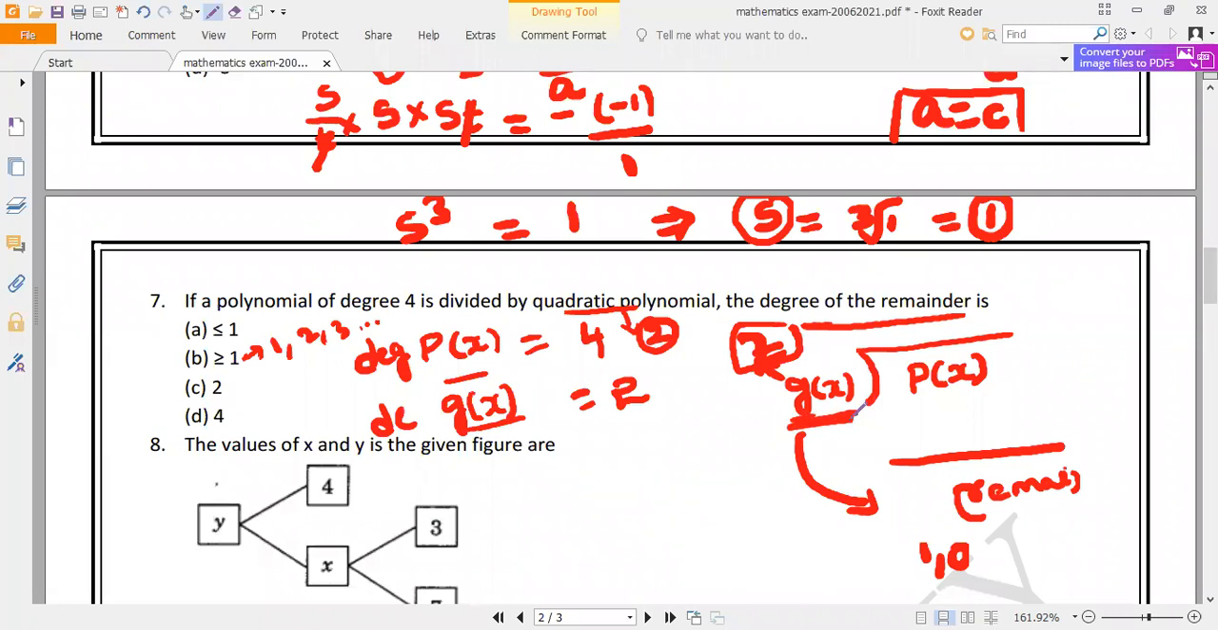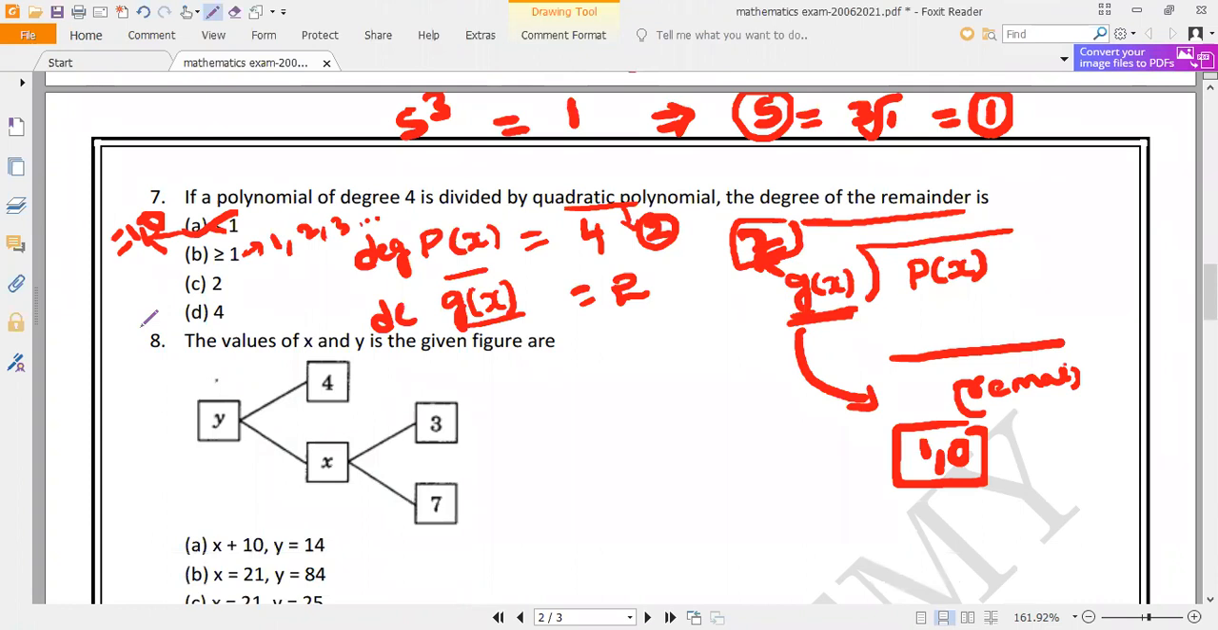So which option? Here we have 2 possibilities, either 1 or 0. Option A means less than or equal to 1, which is equal to 1 or less than 1, meaning 0. Option A is correct. Do you understand? Okay, ma'am.